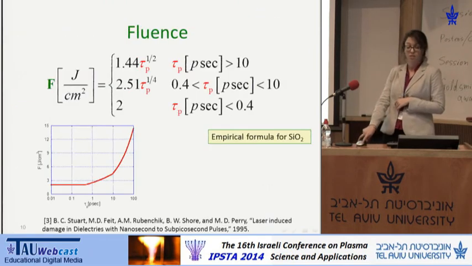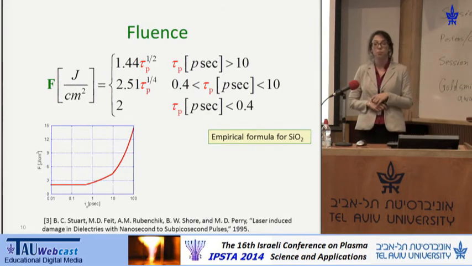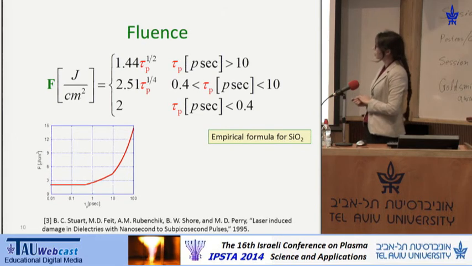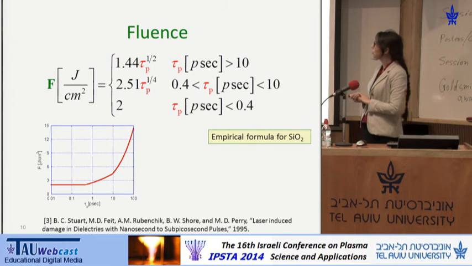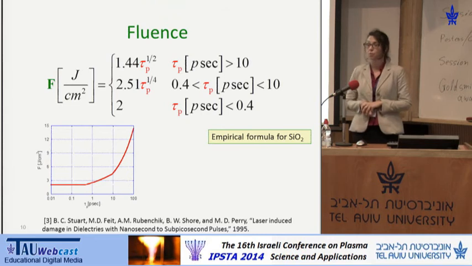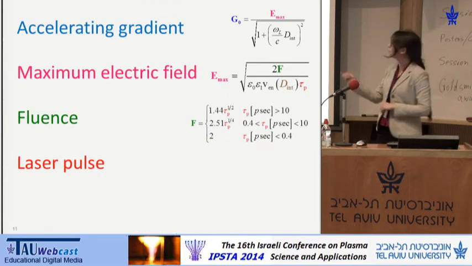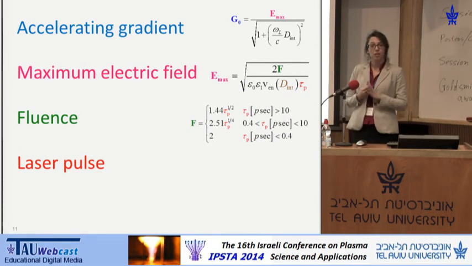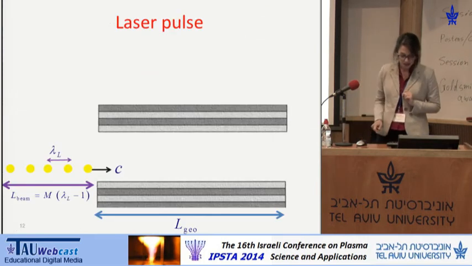So what is the fluence? We used an empirical formula for fused silica developed in Livermore, California, and we see that it depends on the pulse duration, and its typical value is 2 joule per centimeter square for pulses shorter than 0.4 picoseconds. So we see the fluence dependence on the laser pulse. So we next need to understand what is the laser pulse, which is a very important point.